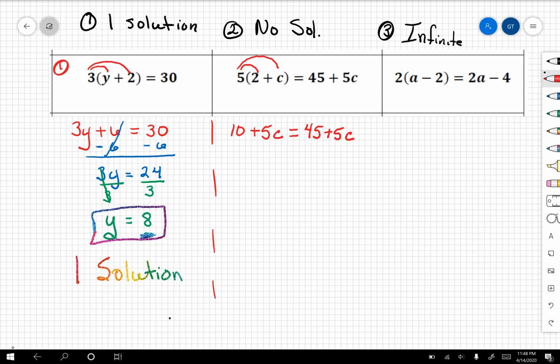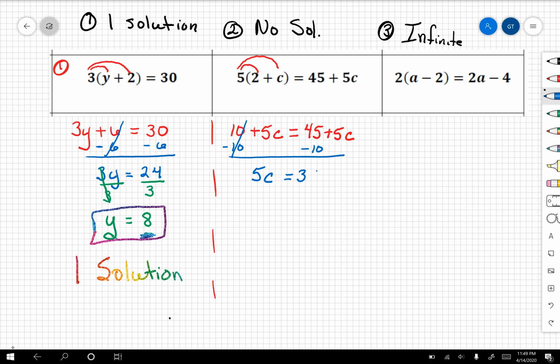Okay, so let's look at this. Now what I need to do is I need to have all of my c's on one side and all of my numbers on the other side. So I'm going to start by moving my numbers first. This is a positive 10, so I'm going to subtract 10 from both sides. Notice that I am lining up like terms. Positive 10, negative 10 are opposites. Opposites equal 0.